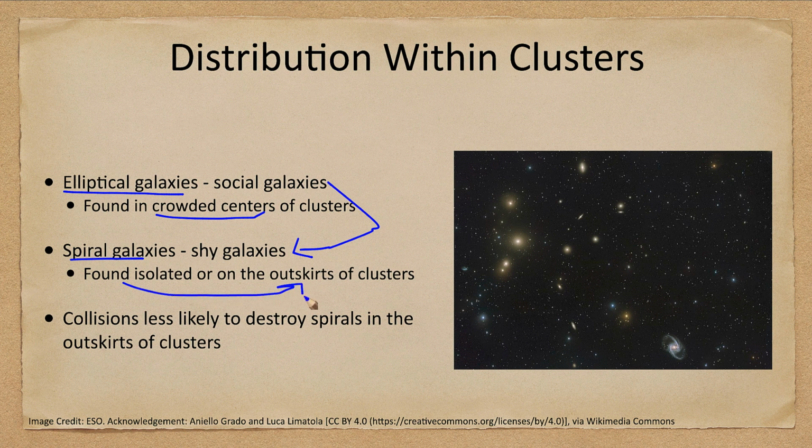Now, why might this be the case? Well, it's thought that collisions would be less likely to destroy a spiral galaxy far away. There'd be far fewer collisions for a galaxy on the outskirts of the cluster, so that the spiral structure would remain. Galaxies toward the inner part would undergo lots more collisions and would convert to an elliptical type galaxy.